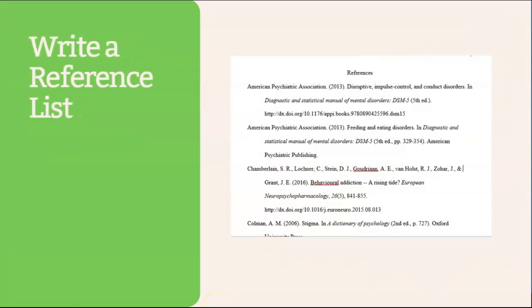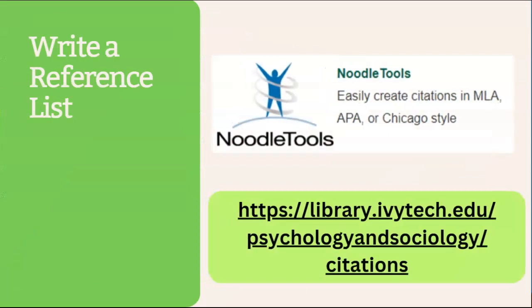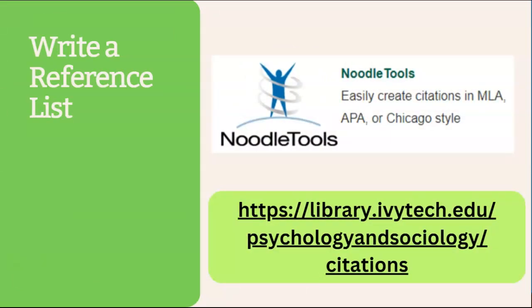Finally, write a references list. You want to include a references list. This list will include the articles in your literature review, as well as any citations for questionnaires or measures used in your study. If you need help with your citations, refer to Noodle Tools, a research project and citation tool available through the Ivy Tech libraries.